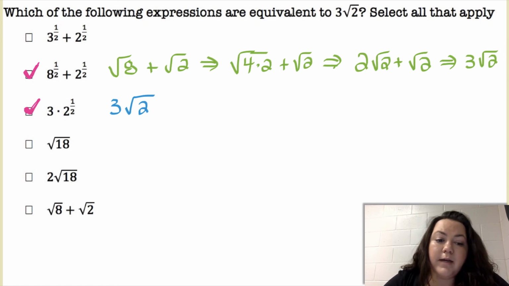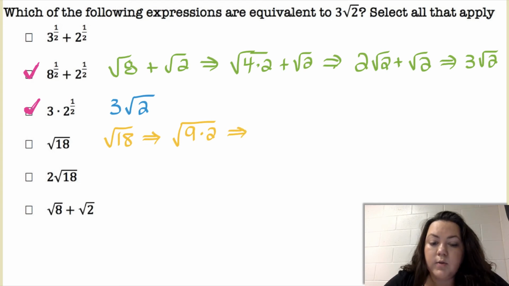All right, the square root of 18, I'm going to try to break that up. So 18, I could break that into 9 times 2 to get 18. 9's a perfect square. And so when I take the square root of 9, I get 3. So I have 3, and then the square root of 2 I can't do anything with, so it's 3 square roots of 2, and that is equivalent.